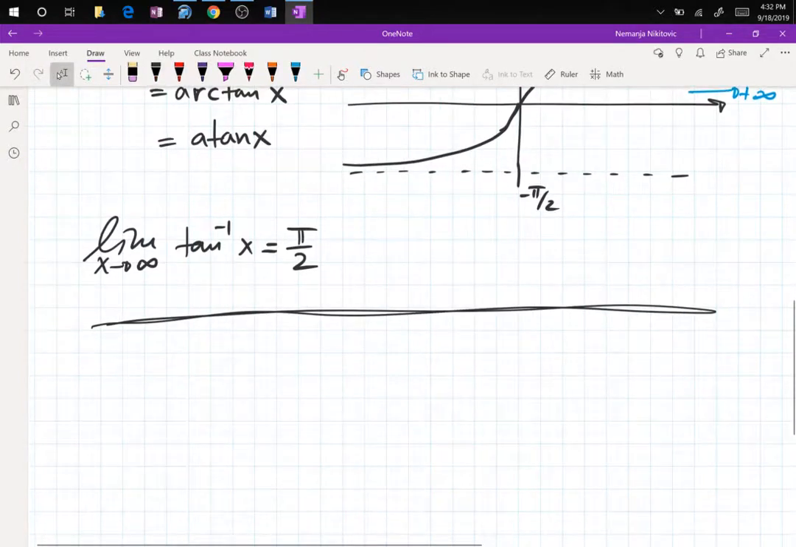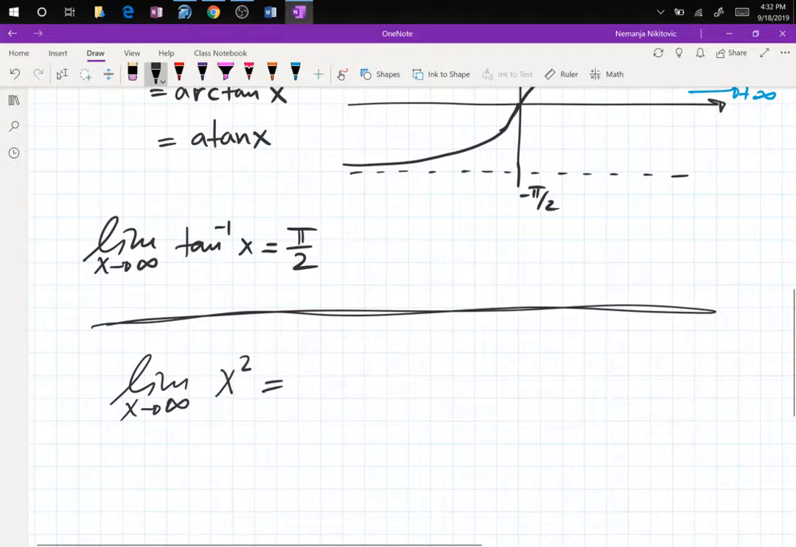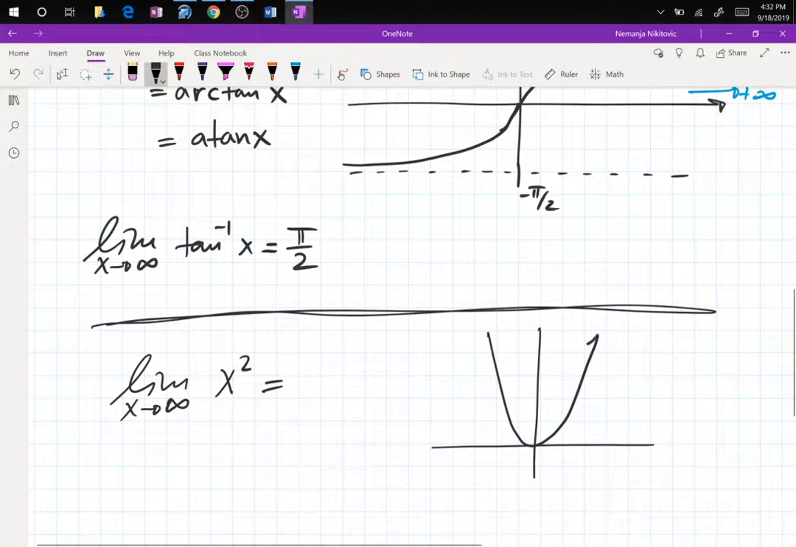But now, you might want to look at, let's say, the limit as x goes to infinity of x squared, right? And if you look at the graph for x squared, what happens as x goes to positive infinity in this graph? It goes to positive infinity. Very good. So the answer now is also infinity.